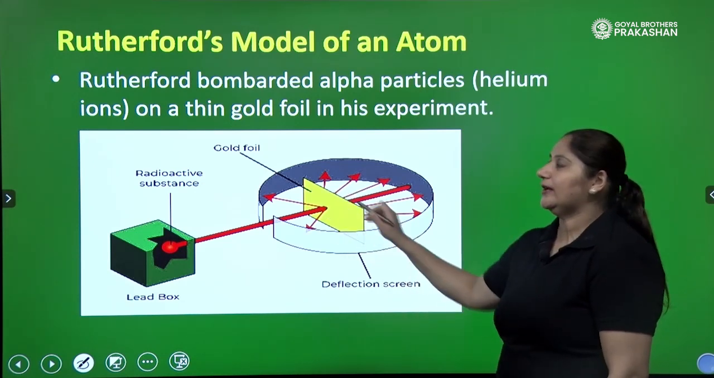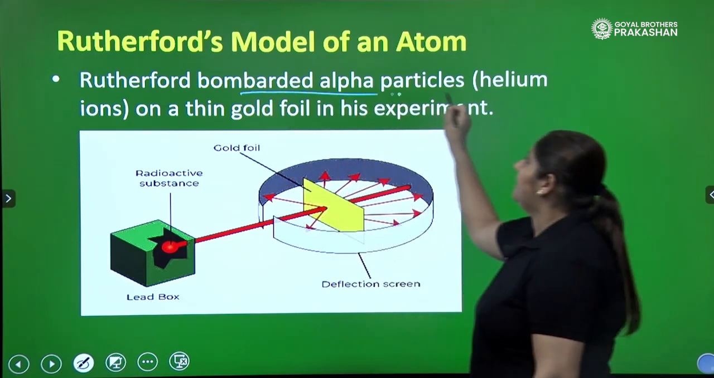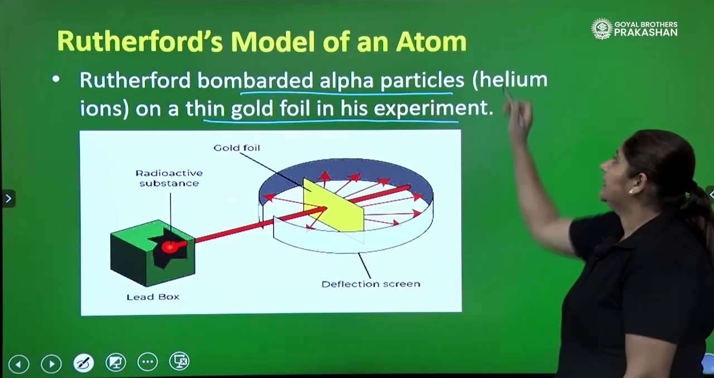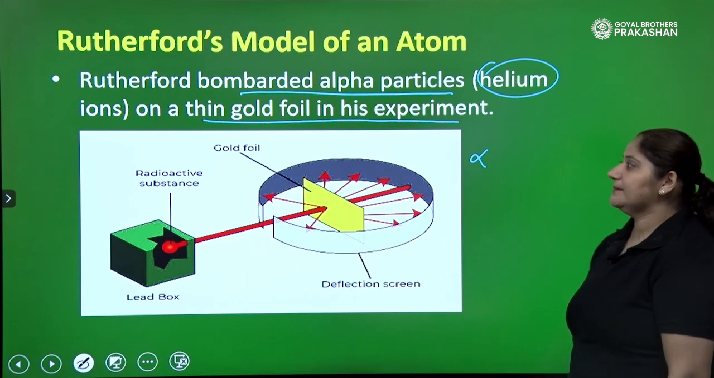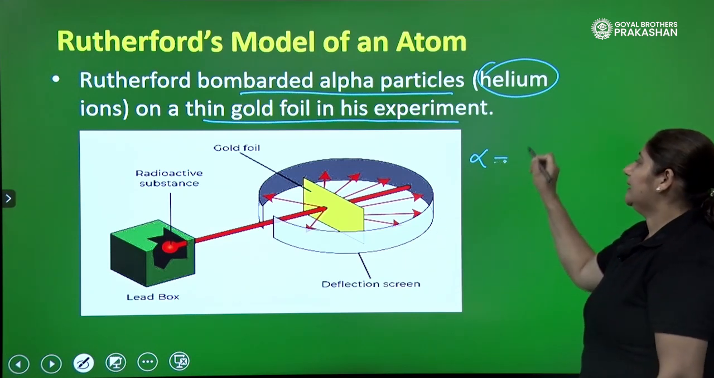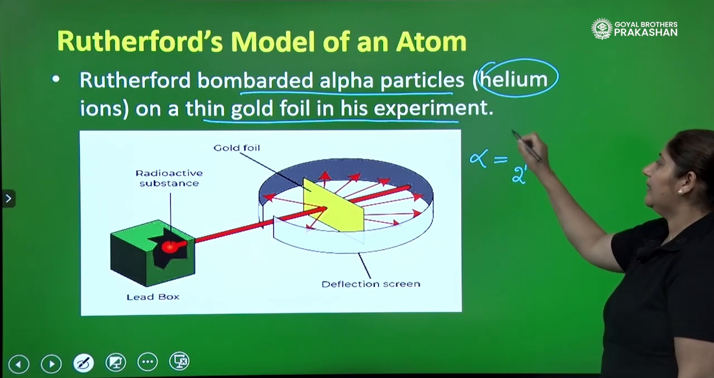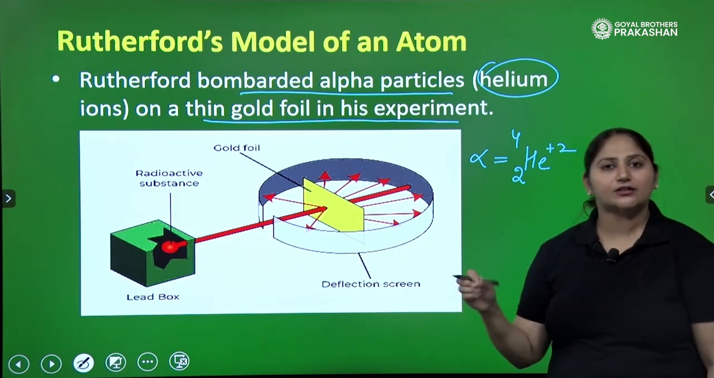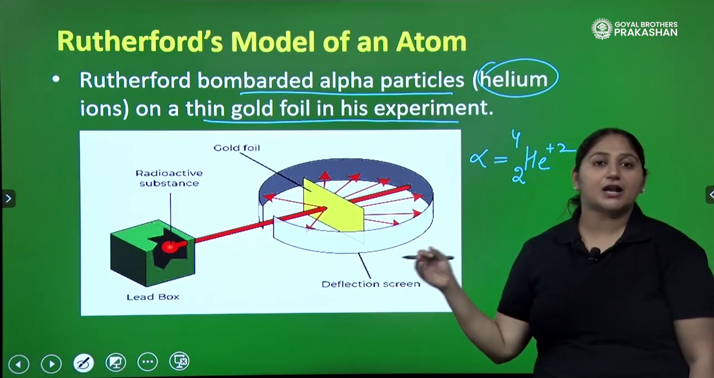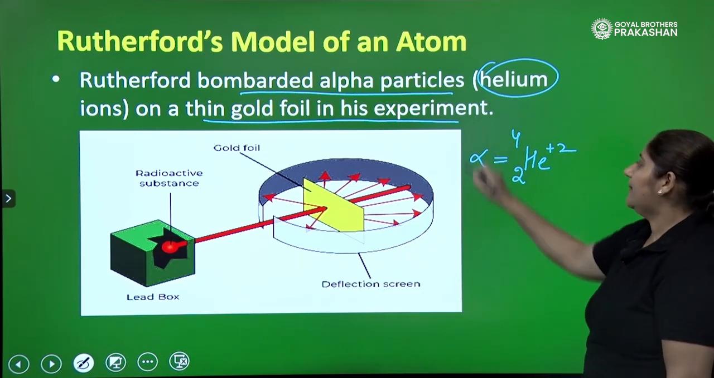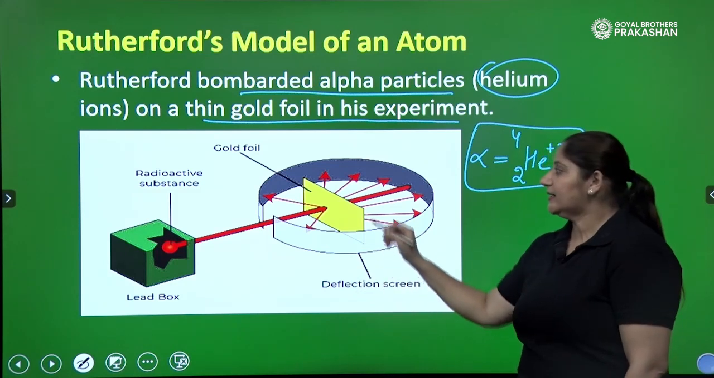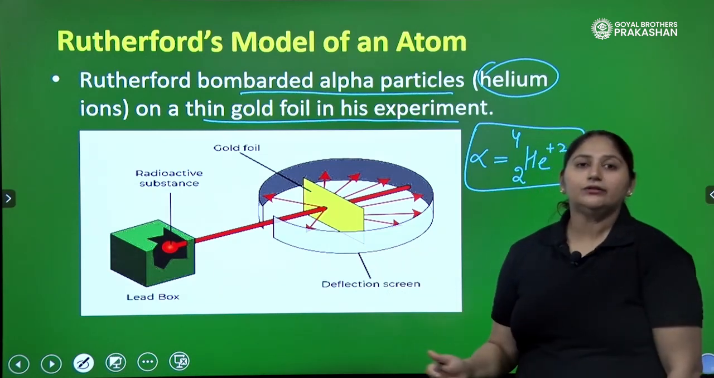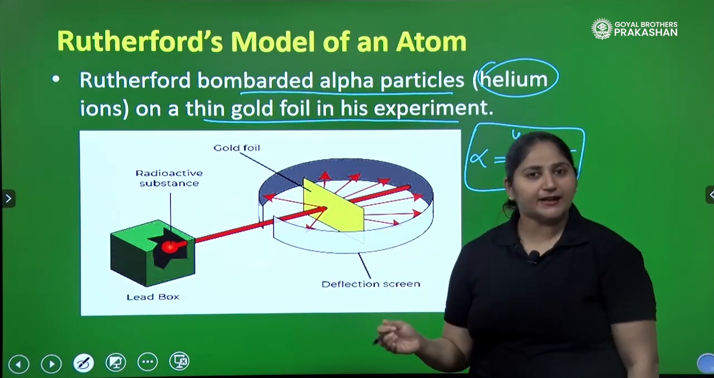See, there is a thin gold foil here, and he bombarded alpha particles on the thin gold foil in his experiment. Children, alpha particles are helium ions. Alpha particles are helium ions with atomic number 2, mass 4, and they are positively charged ions with a 2+ charge. Each ion has a 2+ charge, so they are doubly positively charged helium ions. These alpha particles were striked on the surface of the gold foil, and then various observations were recorded. According to Rutherford, he assumed that there would be some deflections.